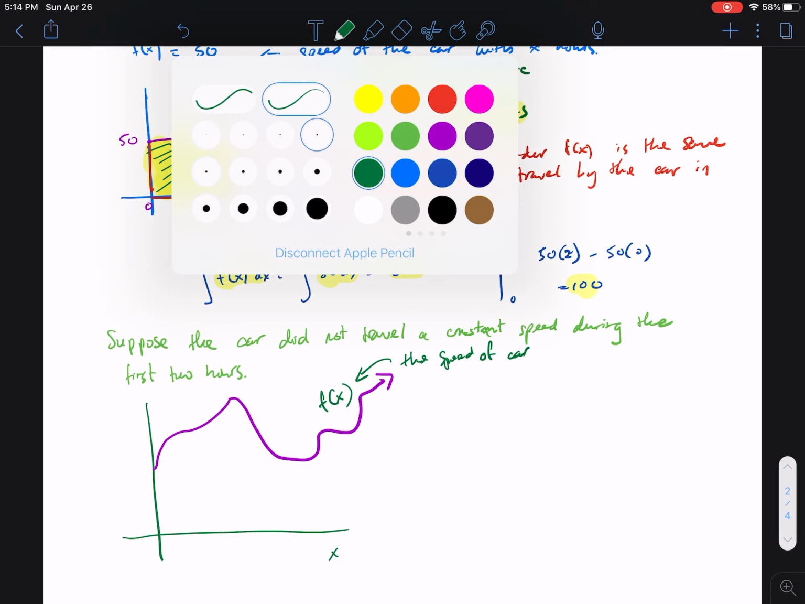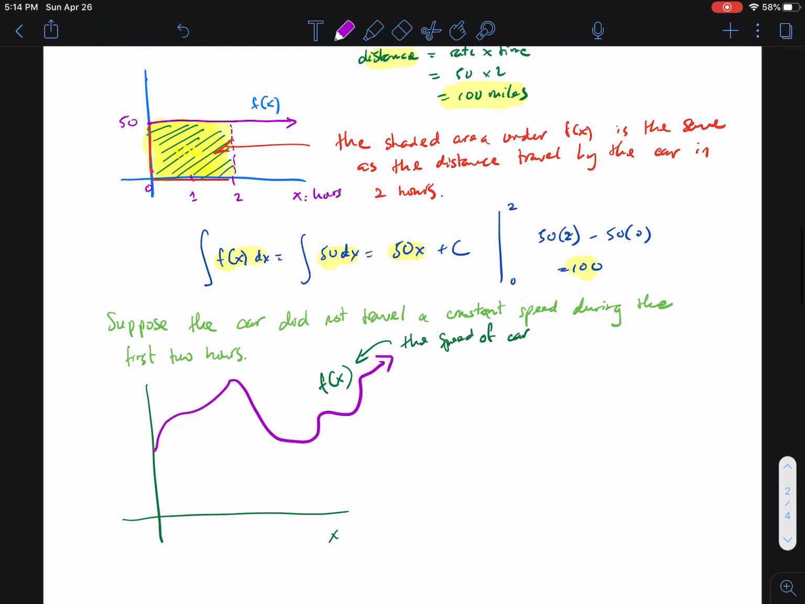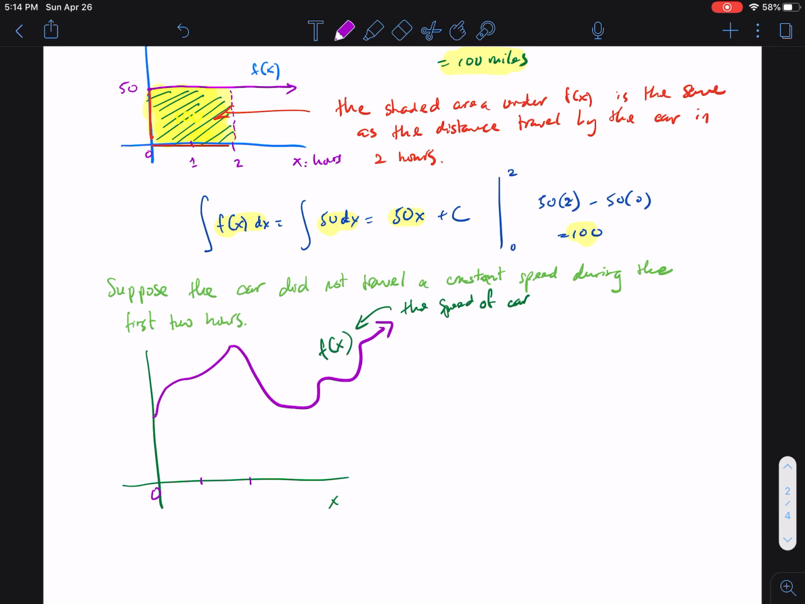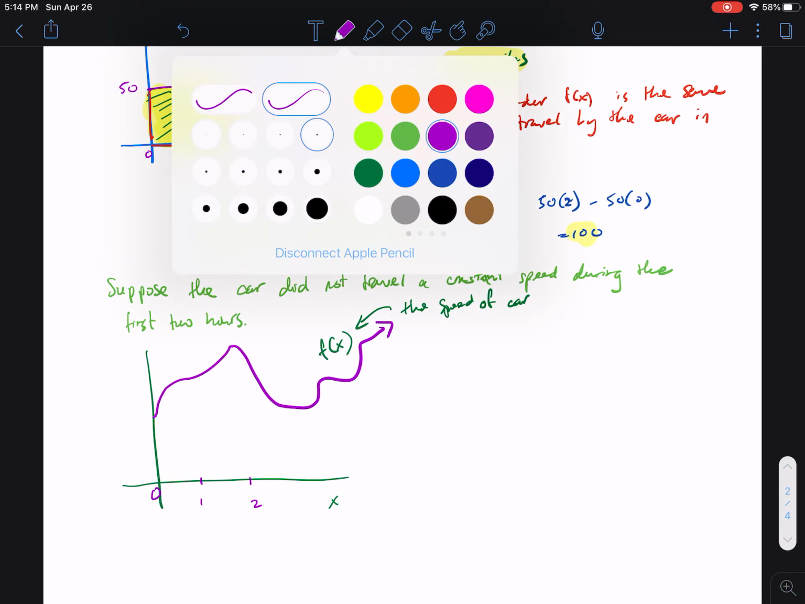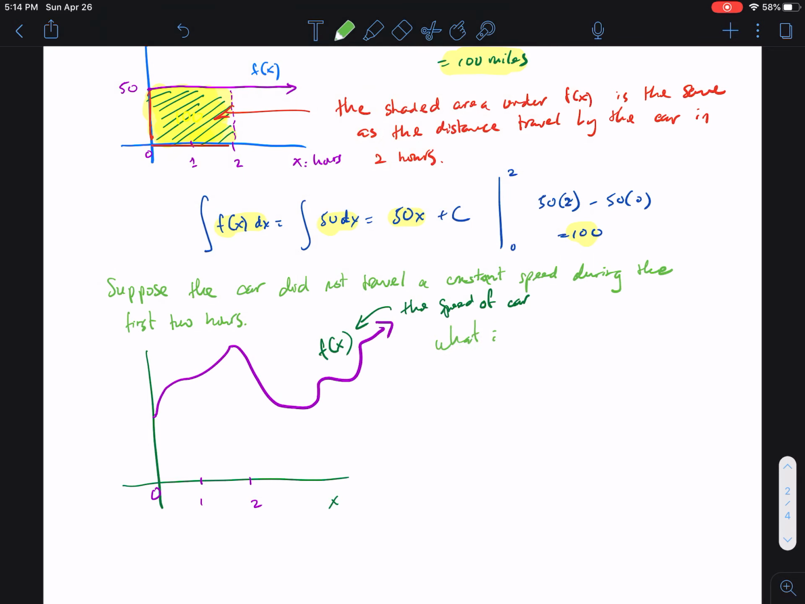And we're just going to look at the first 2 hours. So let's say here is 0, 1, 2. Can we actually compute the exact distance traveled? The question is, what is the distance traveled by the car in 2 hours? Certainly we can't determine that answer because we don't know exactly how fast the car is driving. It varies depending on where you are in the first 2 hours.